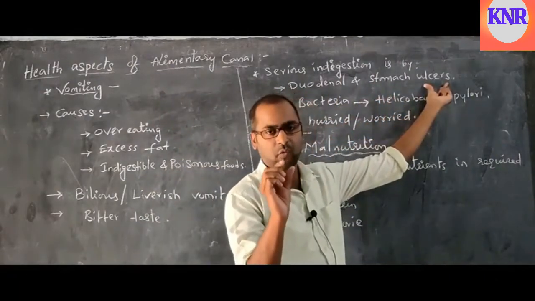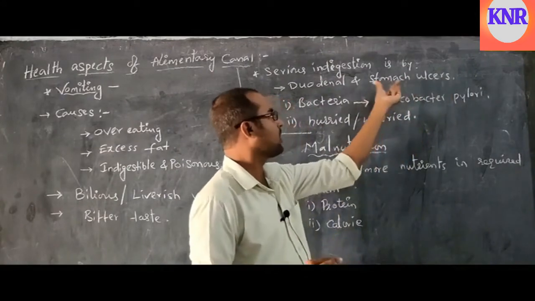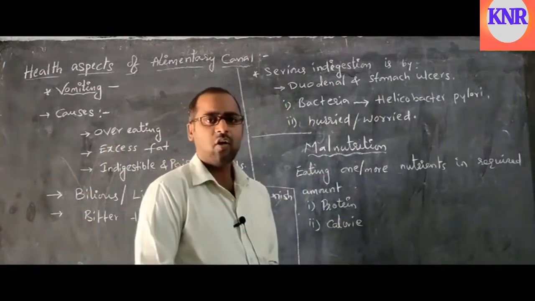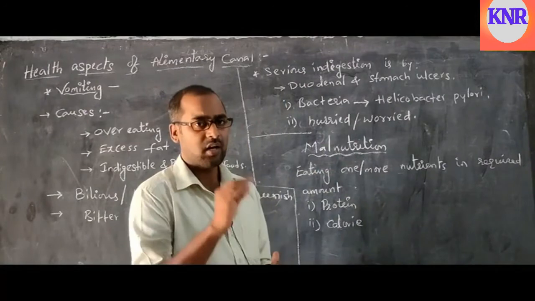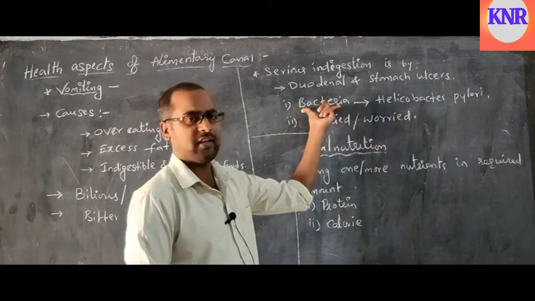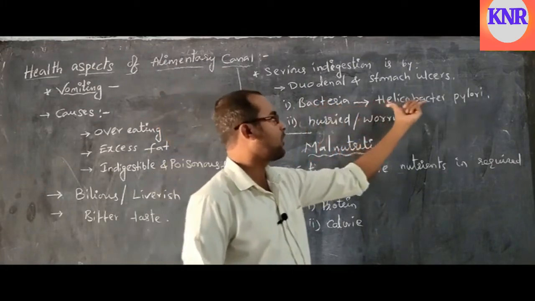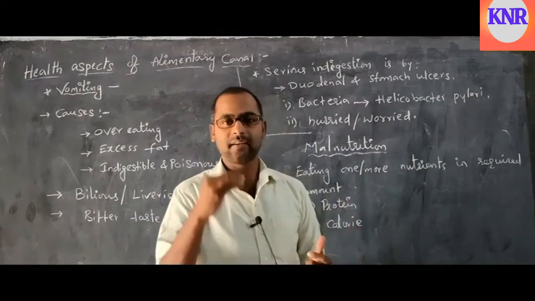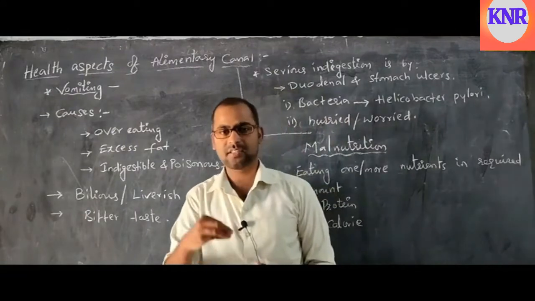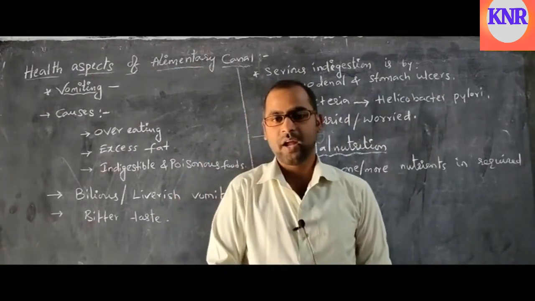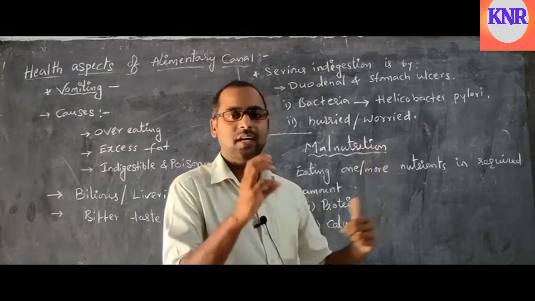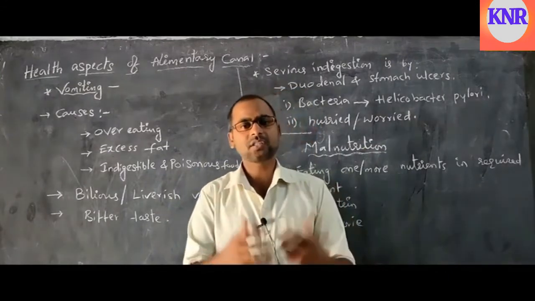Ulcer means a wound in the stomach or a wound in the duodenum. The duodenal or stomach ulcers are due to two problems. One is due to bacteria called Helicobacter pylori. This bacteria enters our stomach and duodenum and penetrates the stomach walls and duodenal walls, and it causes rupture to the walls of the duodenum and the stomach. That causes wounds there, and that causes ulcers.